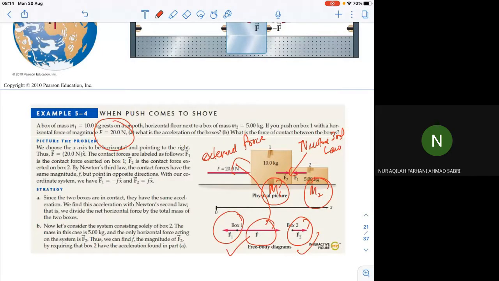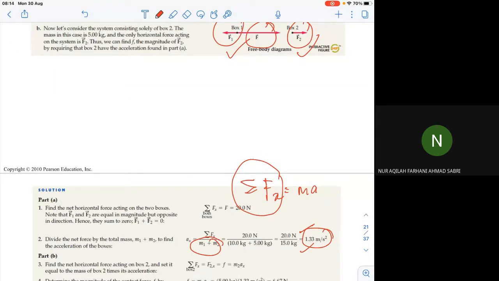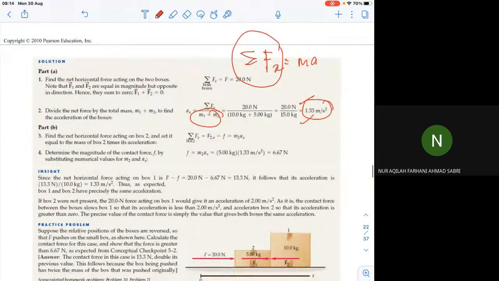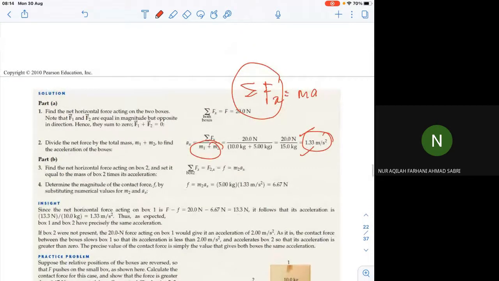When it comes to the force of contact, they want to know the exact force that box number 1 gives to box number 2, or vice versa, which means the force from box number 2 to box number 1. The force from box number 2 gives the same value as the force from box number 1. So that's why we can easily get it.